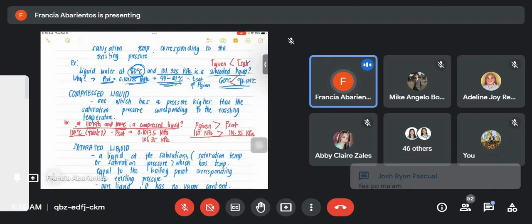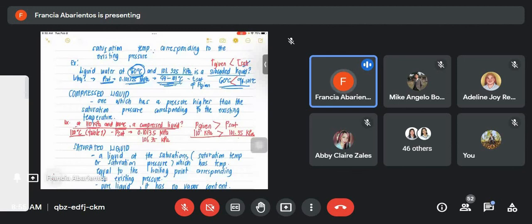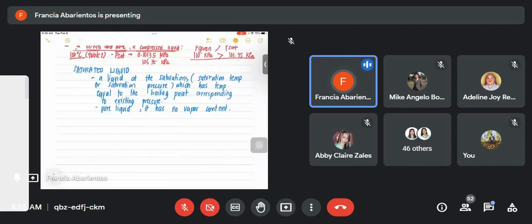So, upload ko naman class yung recording. So, next is the saturated liquid. Okay. Punta na tayo sa saturated liquid. Okay. Ang saturated liquid daw class is liquid at the saturation. Pwede siyang saturation temperature or saturation pressure, which has a temperature equal to the boiling point corresponding to the existing pressure. So, pure liquid siya, it has no vapor content.